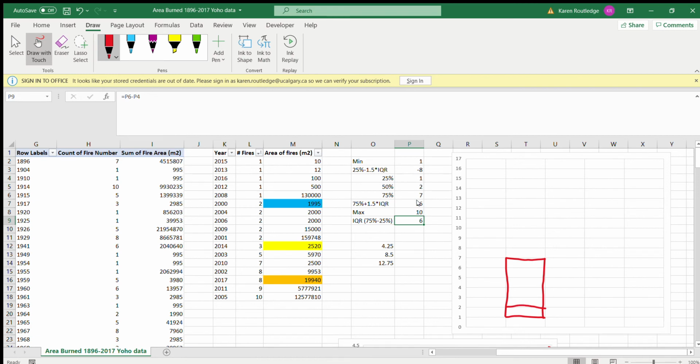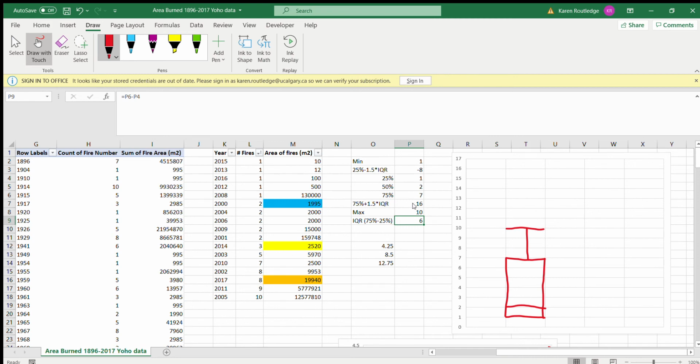Now 10 is smaller than 16, so we will extend our whisker up to the lower of these, or up to whichever one is closer to the median. Same thing, which for us is a value of 10. So we will draw a line here, and this is a whisker format, so it looks something kind of like that.